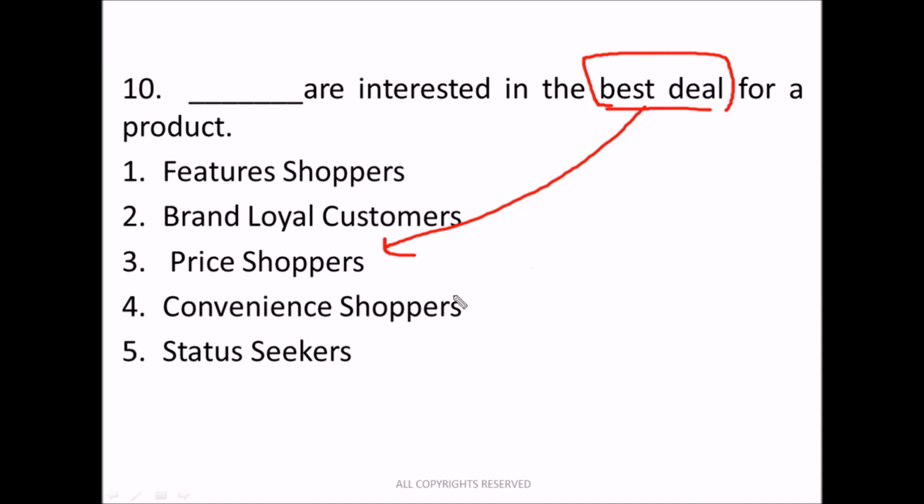Convenience shoppers never get into best deals, because they are buying grocery items or dairy items, food and non-food, semi-food, so the best deal is always there anyway, because they are low cost items. Price shoppers: best deal is always related to price shoppers. So this is the correct answer. Brand loyal customers will always buy the product of their favorite brands irrespective of the price. Feature shoppers will focus on the features and functions of the product, so they will also not consider this best deal factor. So it is always associated with price shoppers.